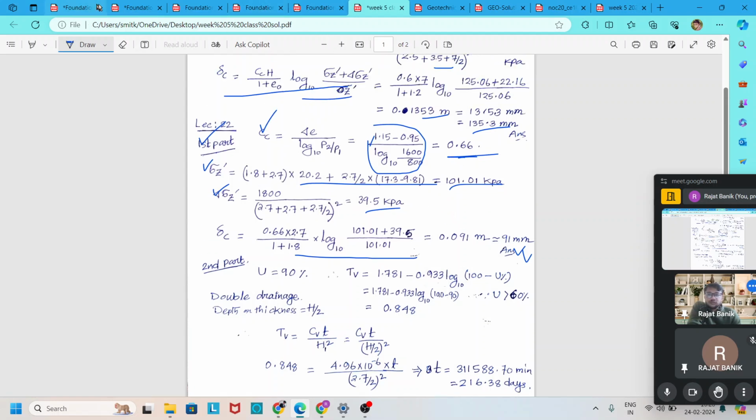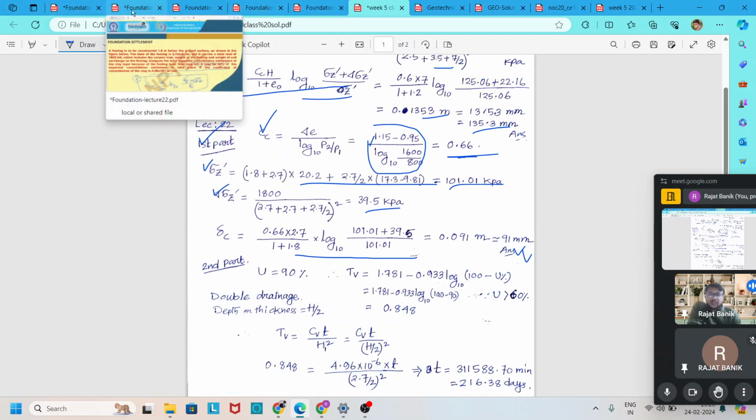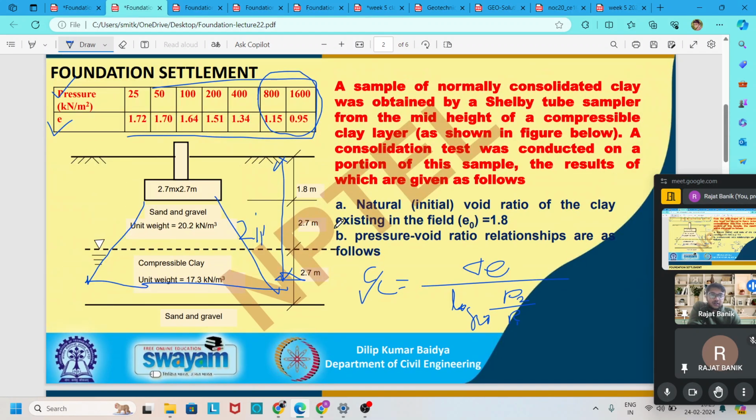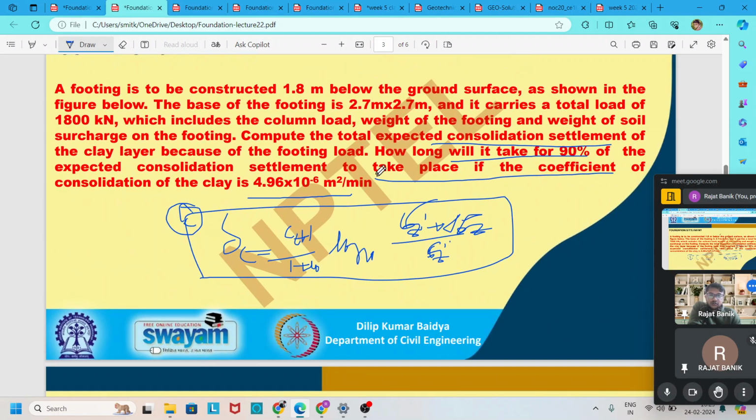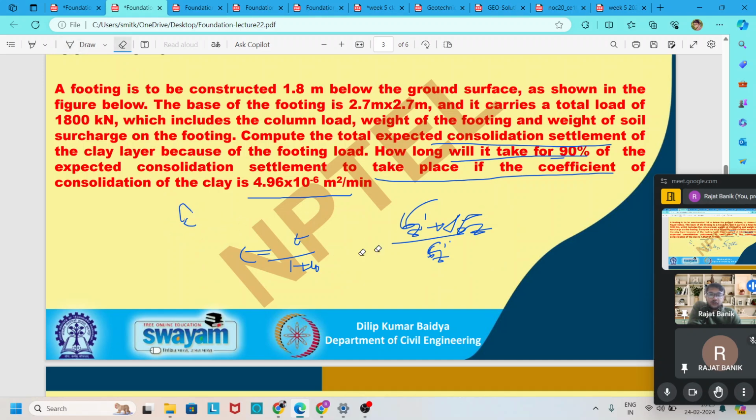Our initial void ratio given in this question is 1.8. We have to check that before solving this question. So now we have to find out the time taken for 90% consolidation settlement. For this, we have to use this formula.